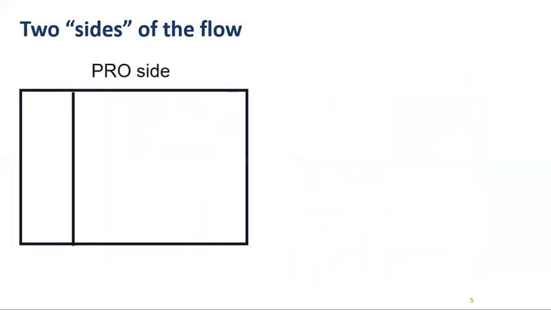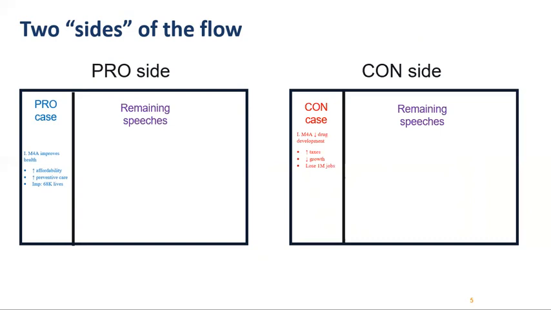The first sheet is for the pro side of the flow, that is, the pro case, and the responses to those points. The first column has the pro's case. To the right are the responses pertaining to pro's case. The other sheet is for the con side of the flow. That is the con case and the responses to those points. That sheet looks very similar to the pro side of the flow, but we instead start with the con case.